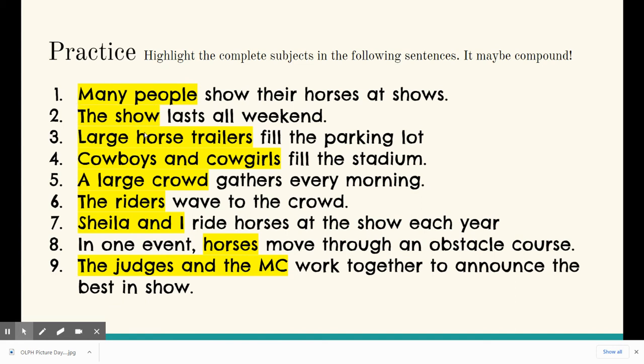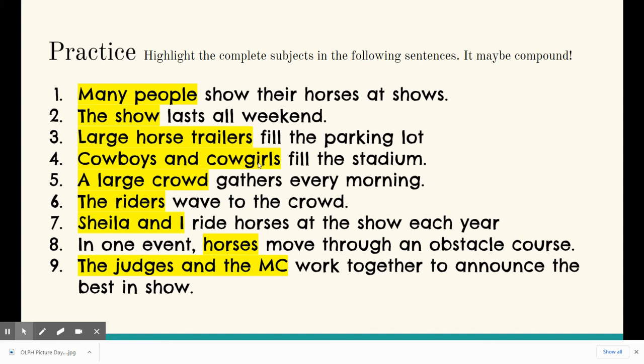The second one, the subject is the show. The show is the thing that is doing the lasting. It's the thing that is lasting all weekend. So the show is our subject. Large horse trailers fill the parking lot. The thing that is doing the action of filling are the large horse trailers. So that is our complete subject.